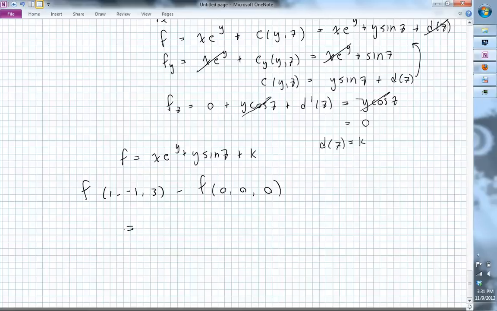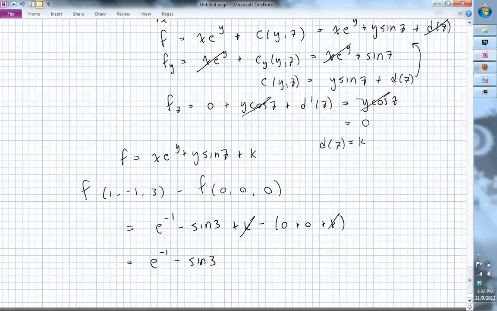All right, well, let's do this thing. X is 1 and y is -1 in the first term, so we get e to the -1. Y is -1 and z is 3, so we get minus sine of 3, it looks like, and a plus k. Minus, okay, now we plug in 0, we get 0 and 0 and k. And as will always happen, the k's cancel. And we get e to the -1 minus sine 3. The work done, moving from point A to point B, is this hideous monstrosity.